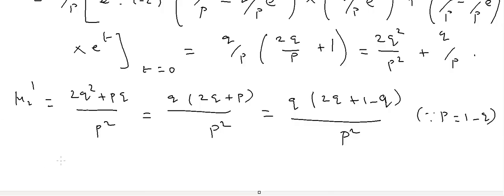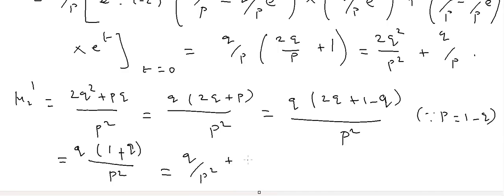Now we can subtract it. 2q minus q is q. 1 minus q, this is q. Here it is 1 plus q divided by p square. So what actually you get? Sorry, not p, q. q by p square plus q square by p square. Am I correct? This is our mu2 dash.